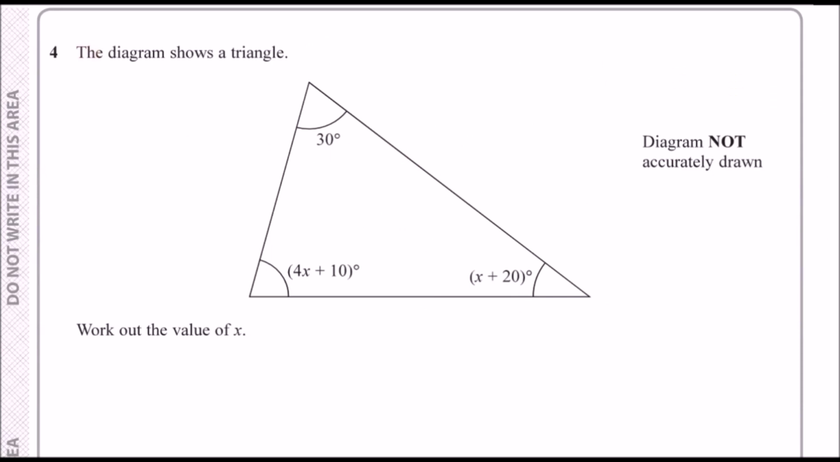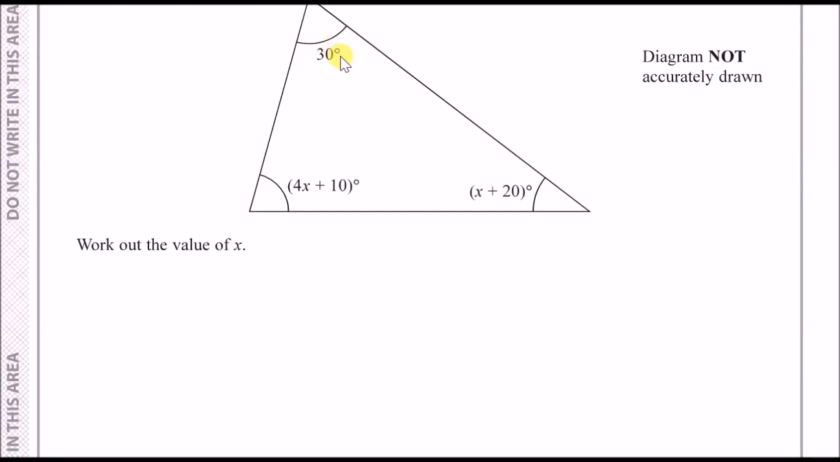Okay, now moving on to number 4. It says that the diagram shows a triangle. Now work out the value x. So this is just telling us that all angles in a triangle must add up to 180. So we just got to form an equation here. So doing all of this, adding up all of these 3 angles, guys, let's have a look.